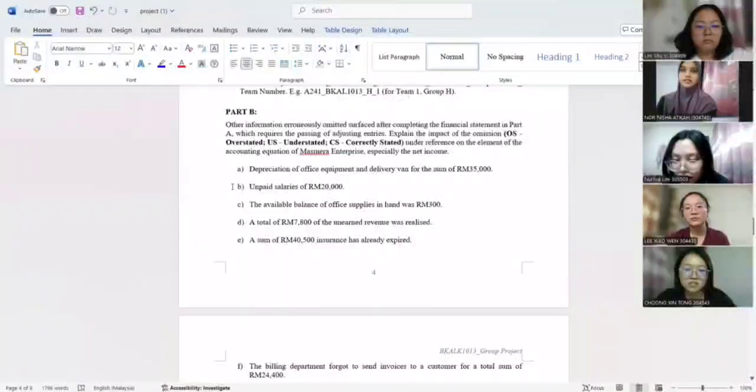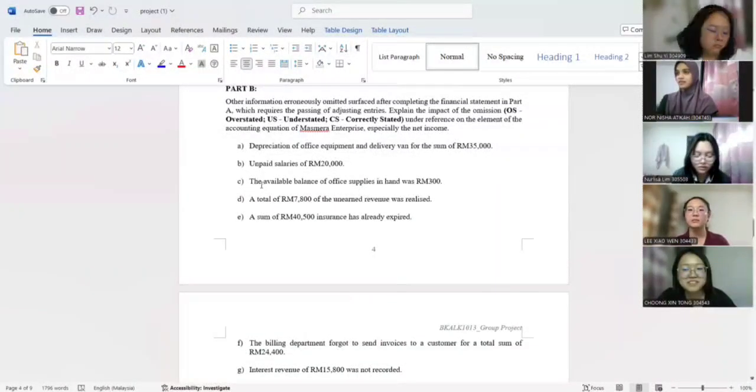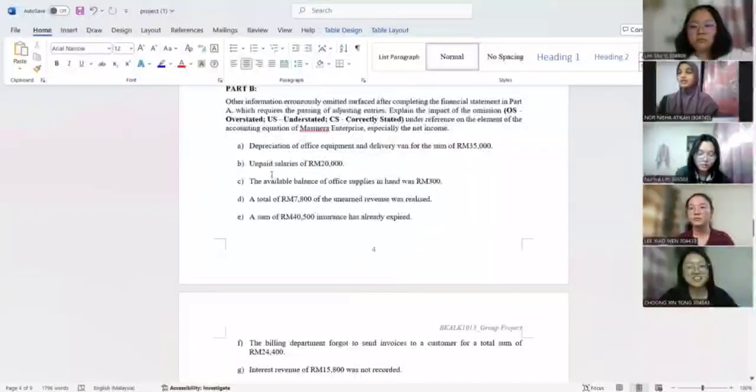The statement of C is that the available balance of office supplies on hand was 300 ringgit, but it was mistakenly recorded as 4,000 ringgit in the trial balance account. By failing to adjust the actual amount on hand, assets and expenses are affected. Office supplies are overstated and expenses related to supplies used are understated, so net income will be overstated and the liability is correctly stated.